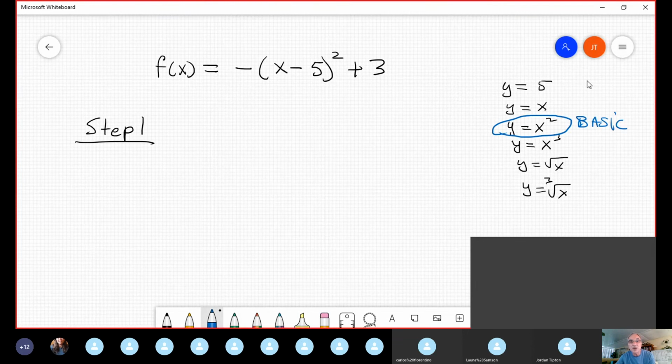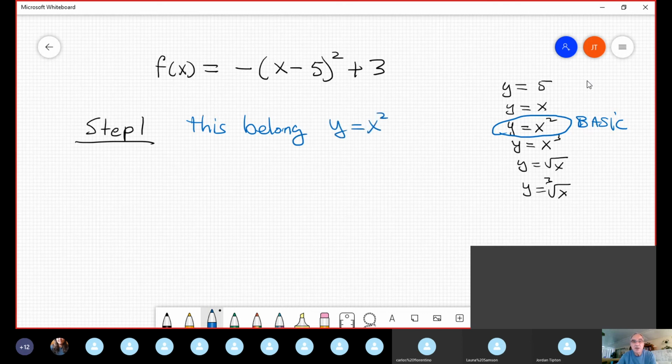Why? Because it's a square. Look at that. This is the glue. And the rest is just transformation. Okay. Entonces, these belong to the family of y equals x squared. And you start from this.